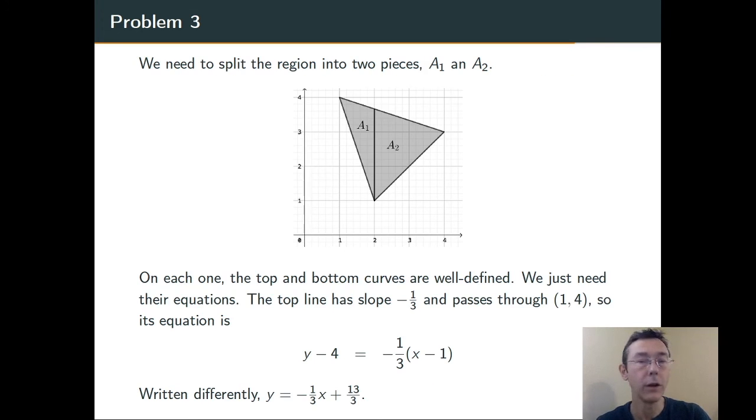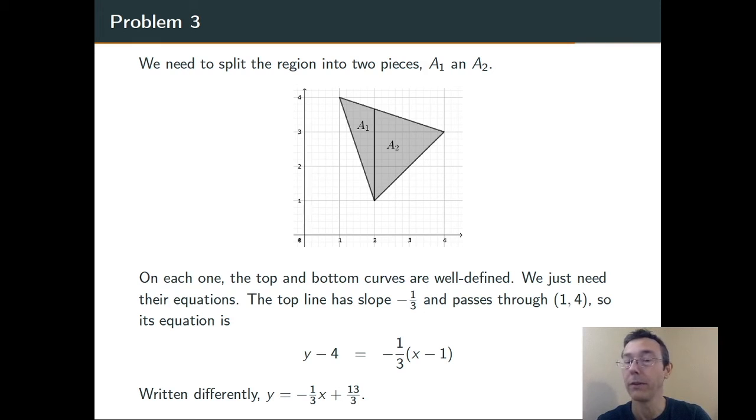Let's break this region up into two pieces, A1 and A2. On each of these two, we have a single top curve and a single bottom curve. Great. The next thing is that we actually have to have equations for those curves. Now, we know how to find the equation of a line that passes through 2 points.